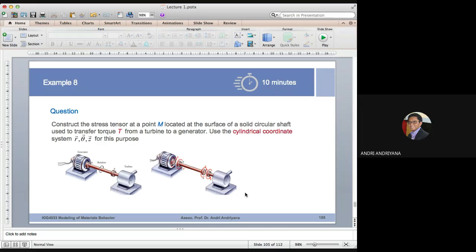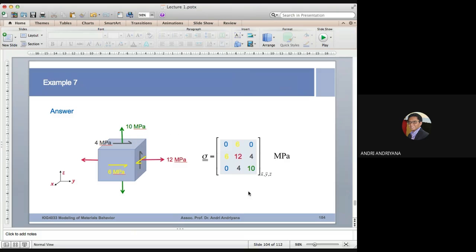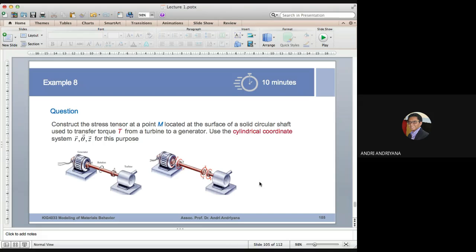Construct the stress tensor at the point M located on the surface of the solid circular shaft used to transfer torque T from a turbine to a generator. Use the cylindrical coordinate system. Because it is a cylinder, it is easier to use r, theta, z. So write down your matrix, something similar like this, except that it is no longer with respect to x, y, z, but with respect to r, theta, z. And we know that under the torque, it will generate shear stress. So my question is, where should I put this shear stress?